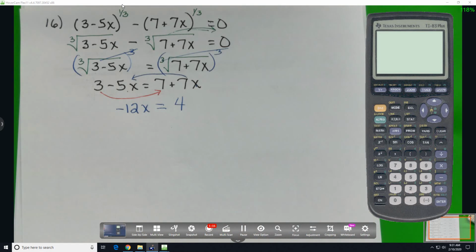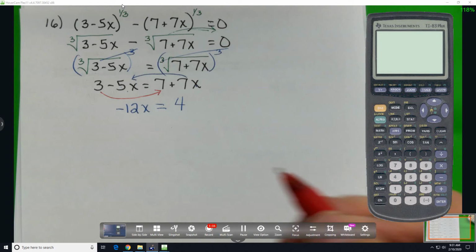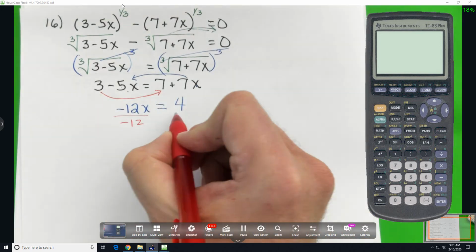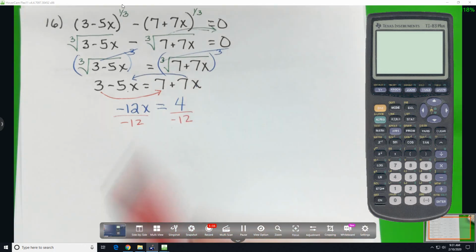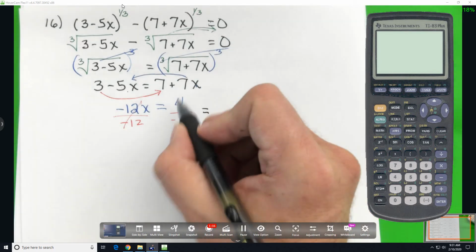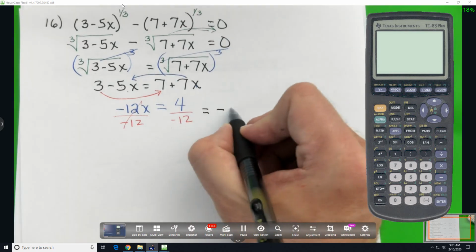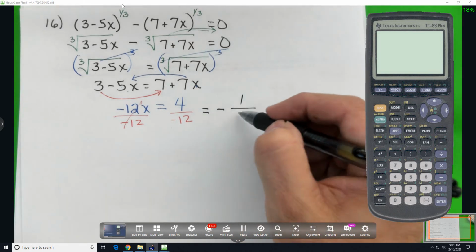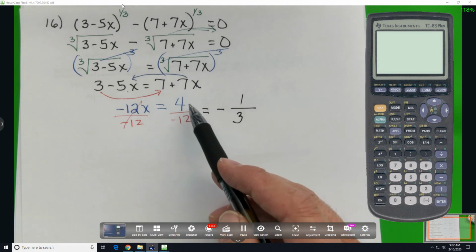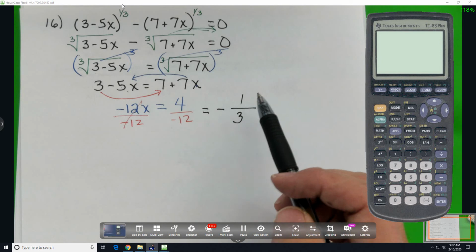Now, get the x by itself. Isolate the x by dividing both sides by negative 12. And that negative, or 4 over negative 12, that's not how the answer is listed. How is it written? It's written as a negative what? 1 over 3. If the smaller number's on top, it's going to be a fraction. If it had been 12 over 4, then you'd say 3. But 4 over 12, 1 over 3.